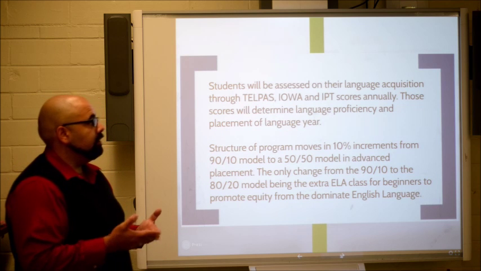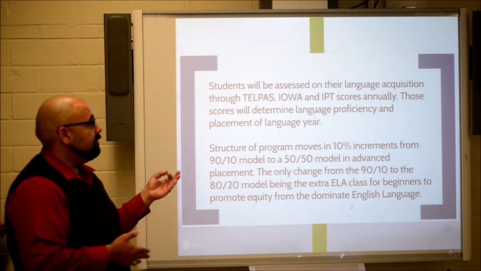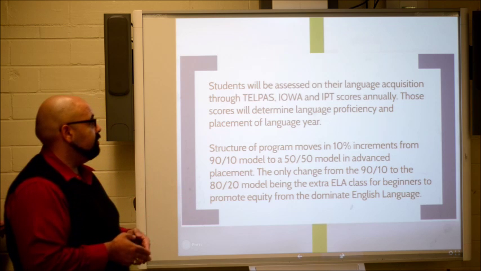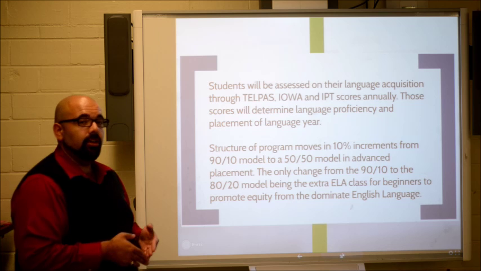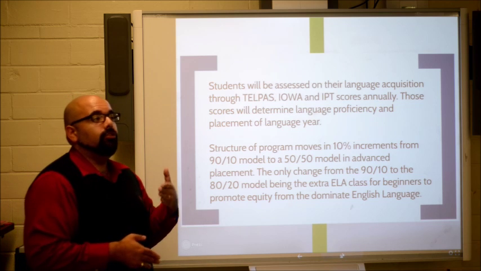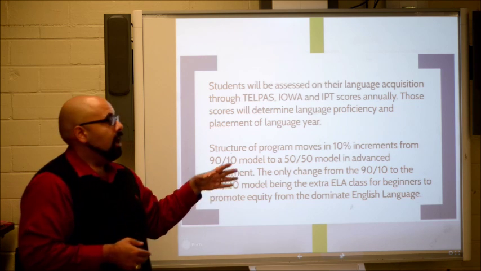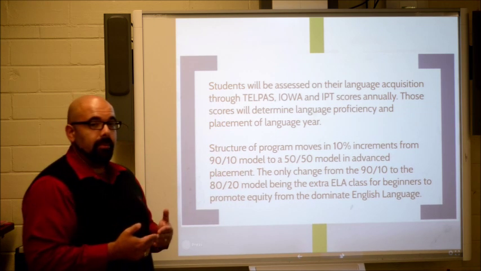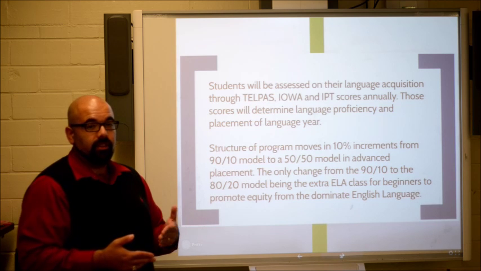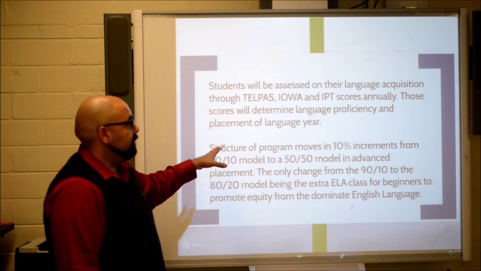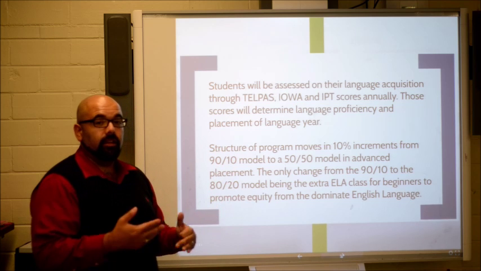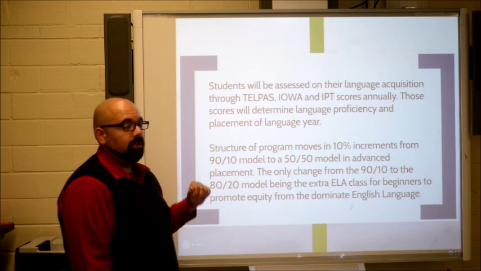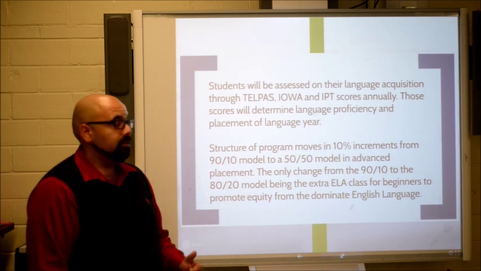Students will be assessed on their language acquisition through TELPAS, Iowa, and the IPT scores annually. Those scores will determine language proficiency and placement of language year. So a student will not move into beginner, intermediate, or advanced until they show proficiency on these tests. It will not be based solely on 6th grade, 7th grade, or 8th grade, or the number of years in the program, but their aptitude in the test, counseling, and any adjustments that have to be made through assessment will be made through annual assessments of their language acquisition.